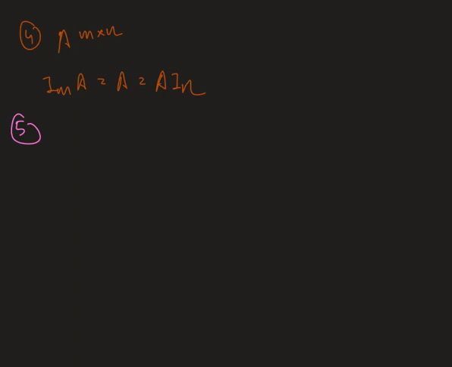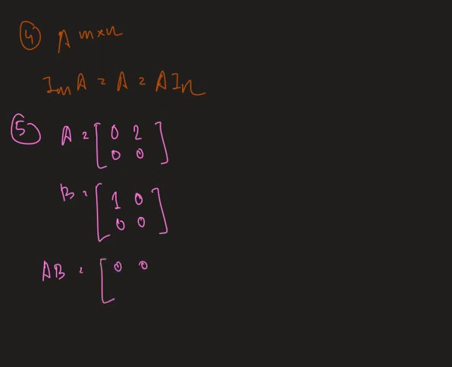The product of two matrices can be a null matrix while neither of them is null. For example, suppose A is a matrix which is not a null matrix. It is a 2 cross 2 matrix with elements 0 2, 0 0. And B is also not a null matrix, and it has elements 1 0, 0 0, which is also a 2 cross 2 matrix. But after multiplying those matrices, we get 0 0, 0 0, that is a null matrix.